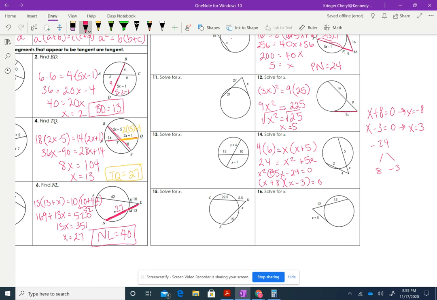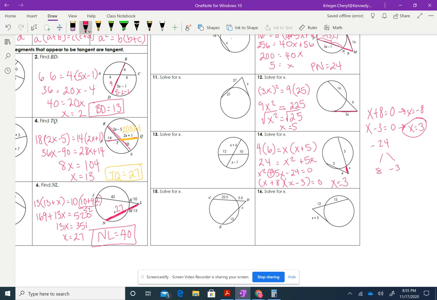Okay, so let's think about this. If x is a distance, right, I have a distance of negative 8 or a distance of 3. Only one of those makes sense. Okay, that's x equals 3. So my solution is 3. Right, we can't have a negative distance.